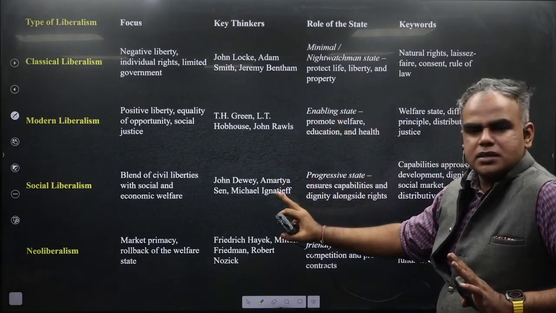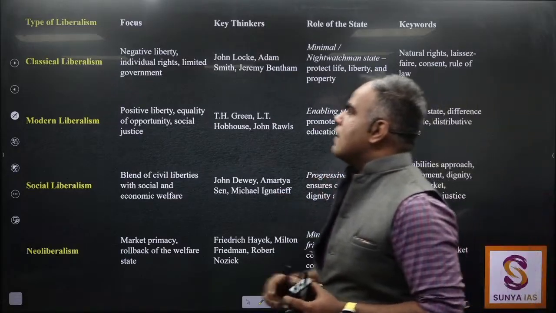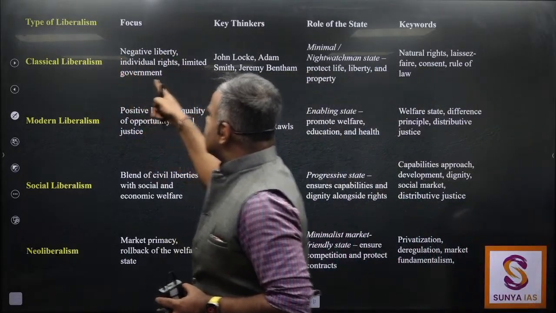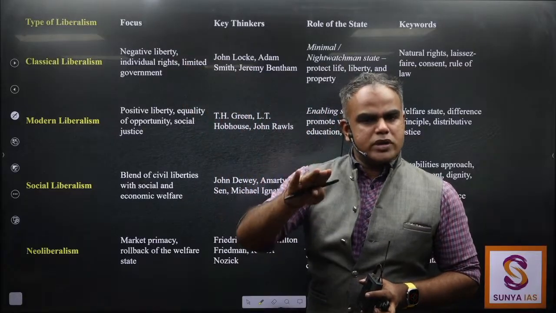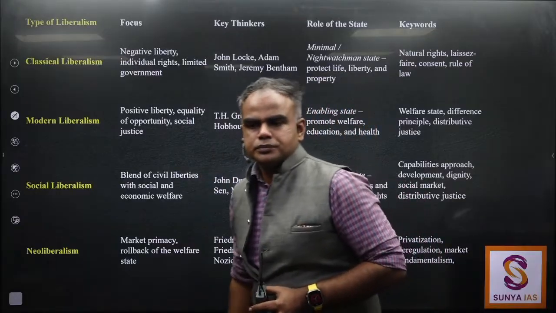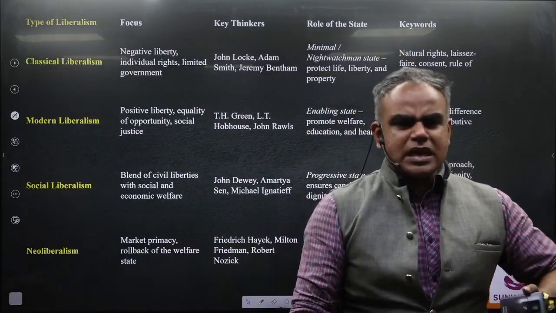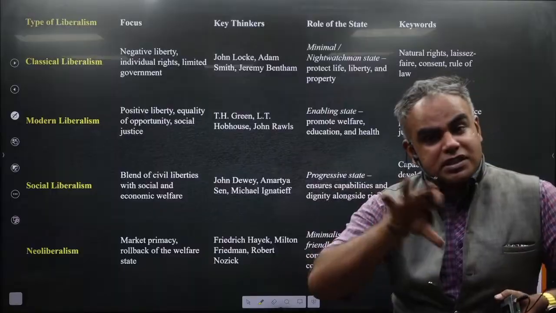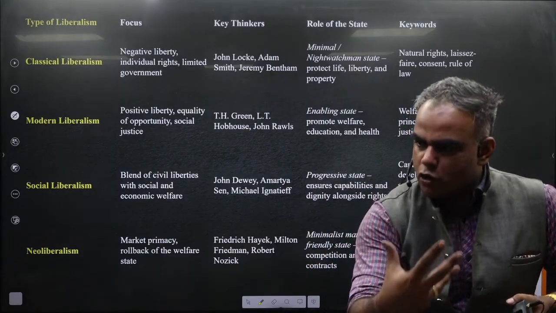We've already seen this, but just as a quick recap, you have classical liberalism. Here only a few keywords are mentioned, but we've already seen more keywords, right? So you have negative liberty. What is negative liberty? Least intervention of the state. In fact, you would stop the state from doing things so that you can have your own liberty.